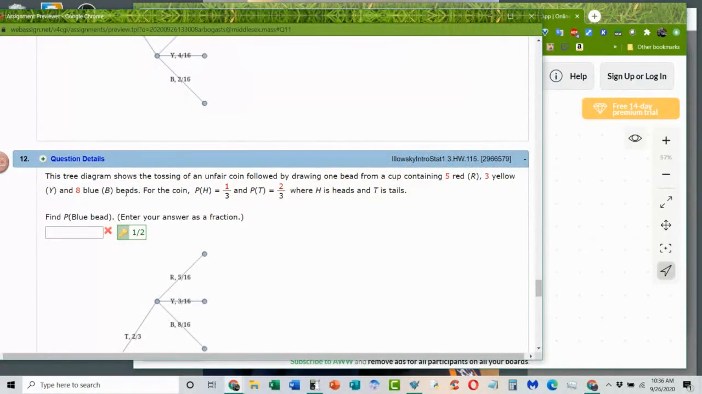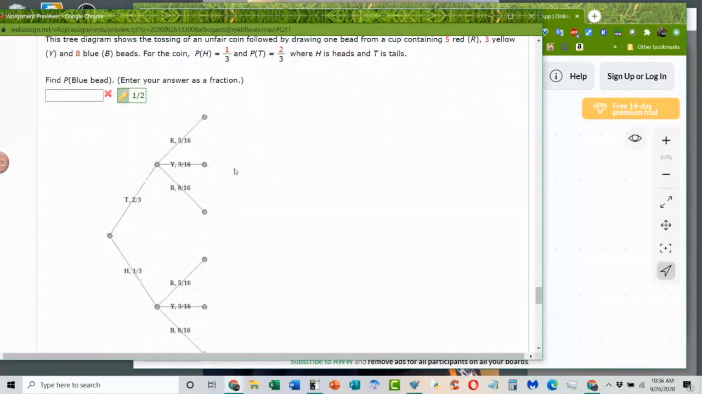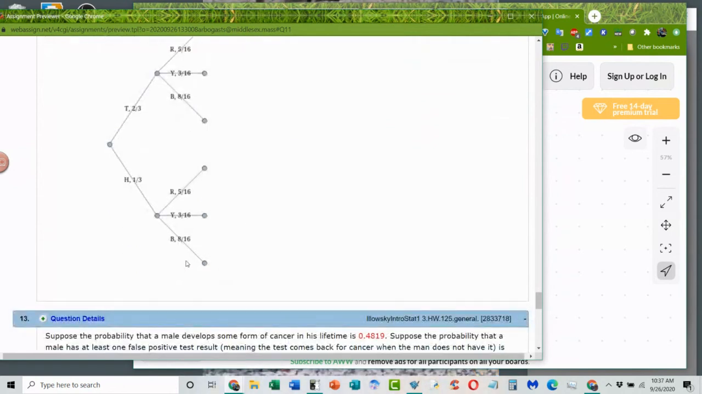This here is going to be the same thing. What is the probability of getting a blue bead? Well, we have 5 red beads, 3 yellow beads, and 8 blue beads out of how many beads there are. And then the bad coin, 1/3 and 2/3. Well, to get a blue bead, it's the probability of this thing happening, plus the probability of this thing happening. But the thing is, this and this add up to 1.